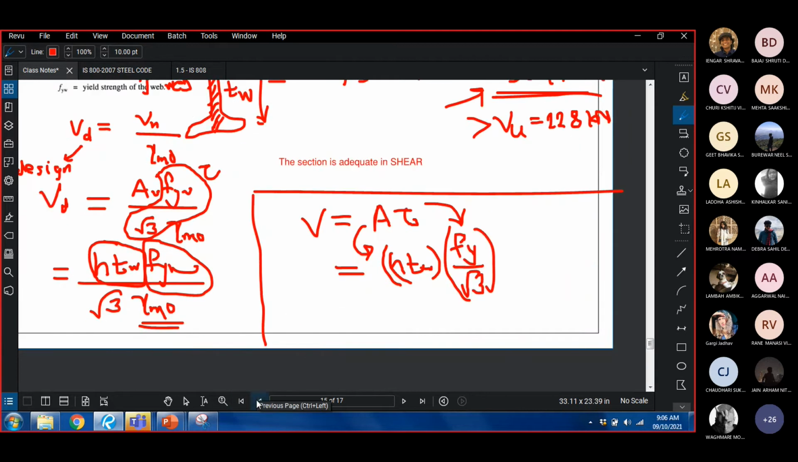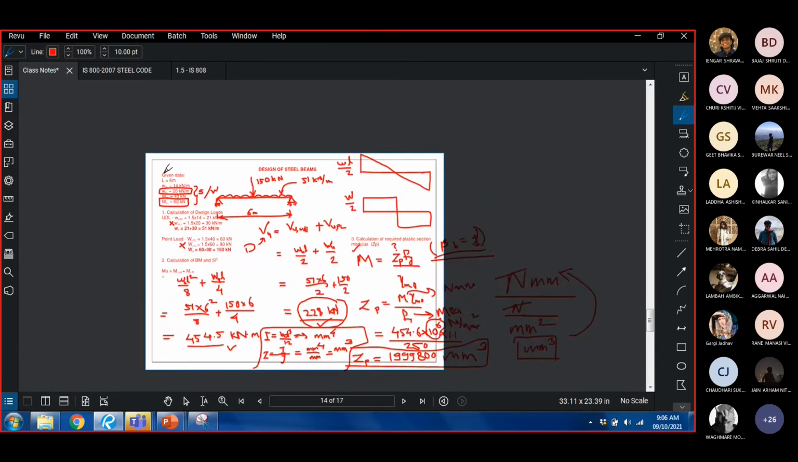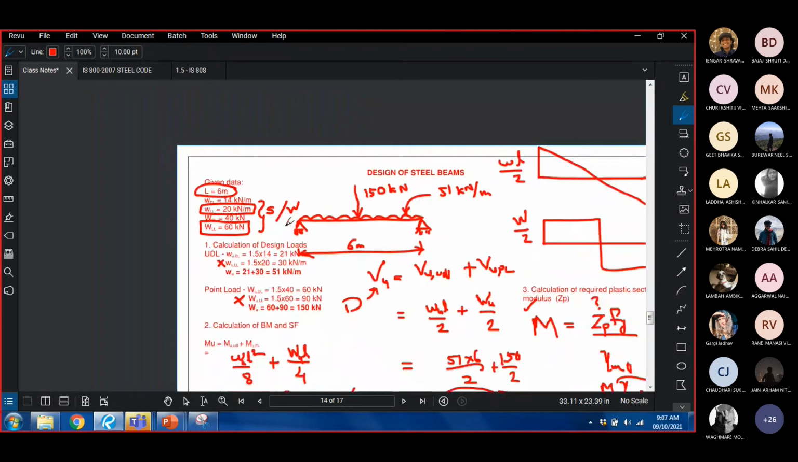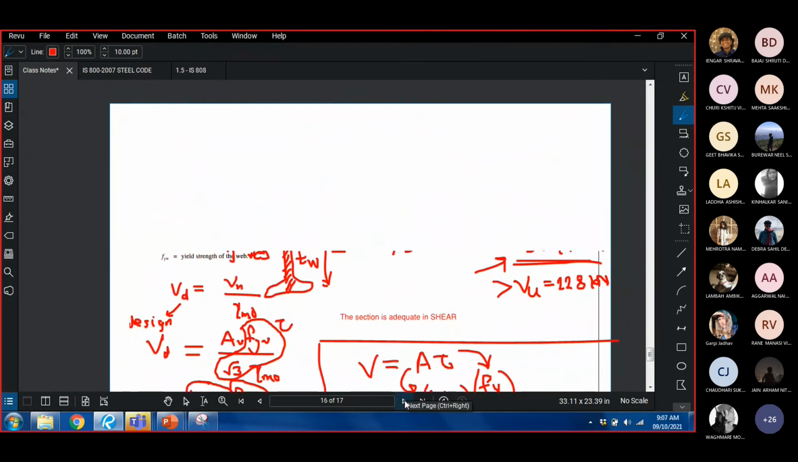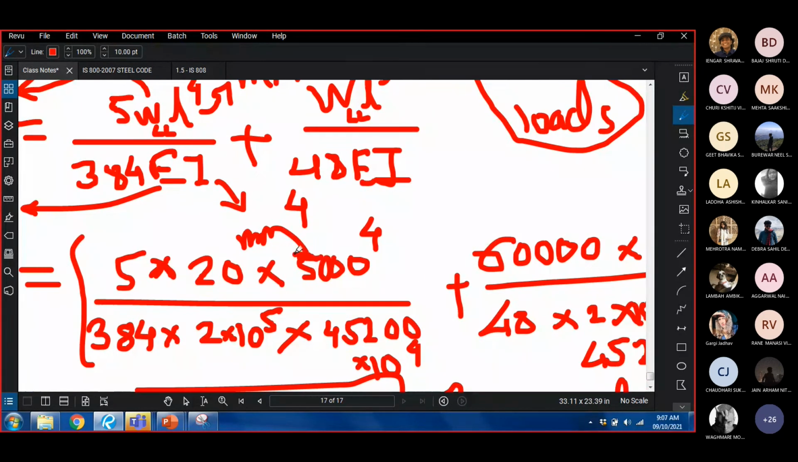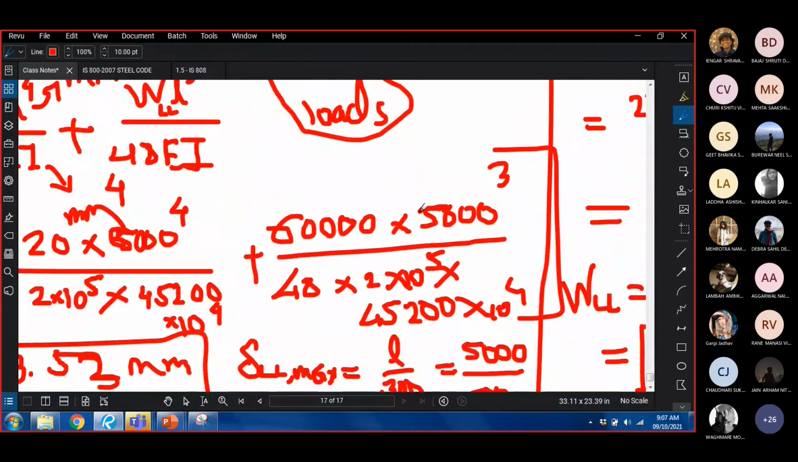Just a second, okay? So the span is 6 meters. Sorry, it is not 5. Sorry that I messed up with the number here. 6, and this is also 6.